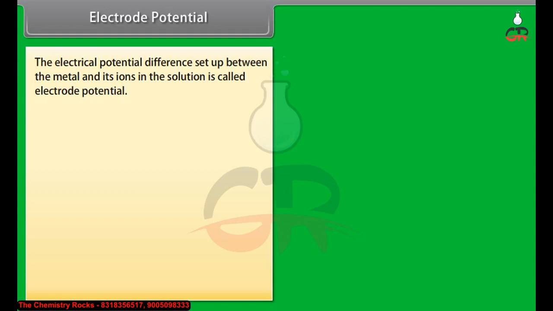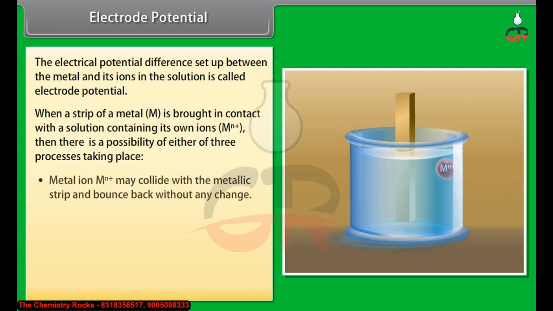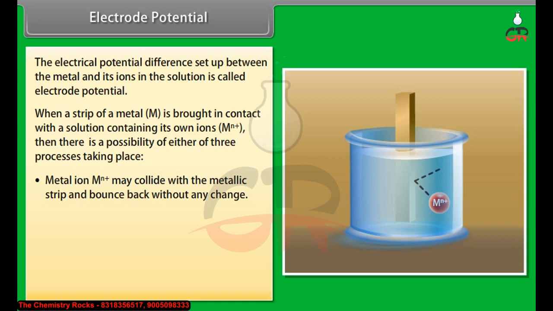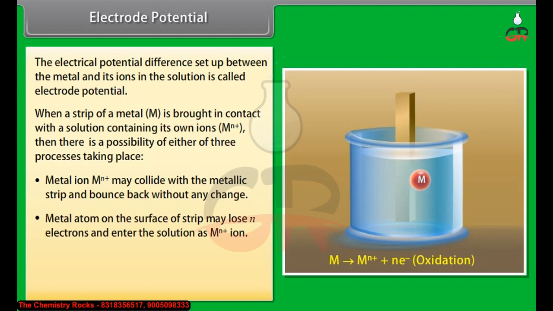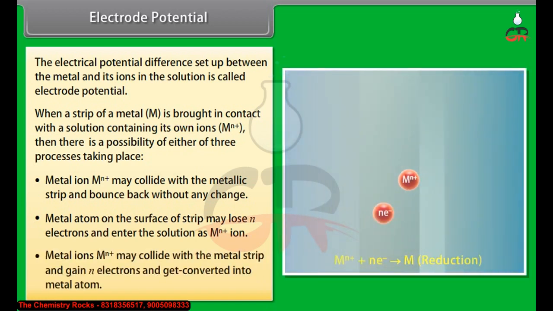When a strip of metal is brought in contact with a solution containing its own ions, then there is a possibility of either of three processes taking place. Metal ion may collide with the metallic strip and bounce back without any change. Metal atom on the surface of strip may lose n electrons and enter the solution as ions. Metal ions may collide with the metal strip and gain n electrons and get converted into metal atom.